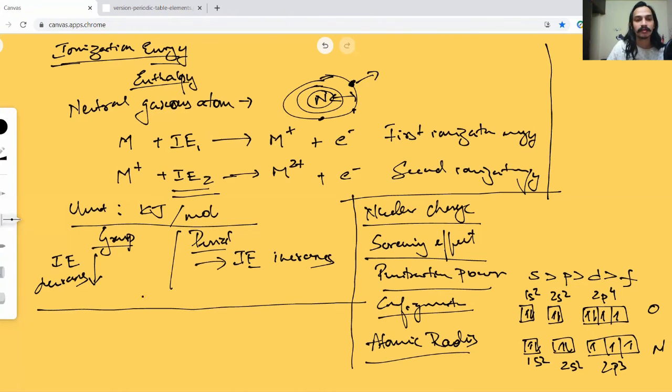Now remember just that one key point: ionization energy is how much energy we are putting in, the effort, to remove the electron. So that's it for now. This is all I want to talk about today: ionization energy.